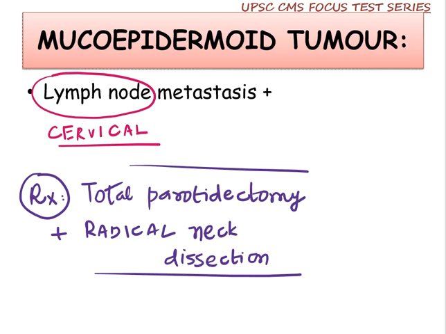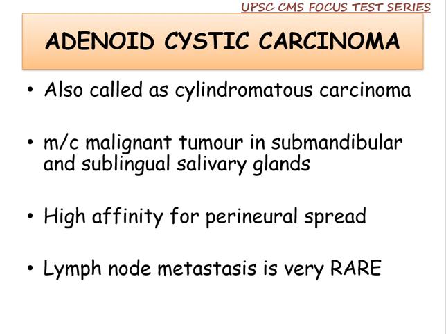Now the last topic I am going to discuss is adenoid cystic carcinoma. It is also called cylindromatous carcinoma because of the arrangement of cells in histology. As I was telling you before, this is the most common malignant tumor in submandibular glands as well as sublingual salivary glands. Recollect, the most common malignant tumor in the parotid is mucoepidermoid tumor, whereas in submandibular and sublingual glands, it is adenoid cystic carcinoma.